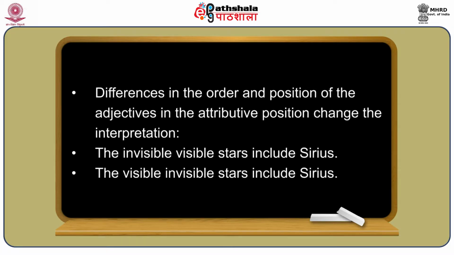The invisible visible stars include Sirius. The visible invisible stars include Sirius is somewhat strange. The first sentence means one of the stars that are visible to the eye but are currently invisible, say because of cloud, is Sirius. The second sentence refers to the stars that are intrinsically invisible but currently visible, a contradictory proposition. This shows us that the inherent versus temporary properties, or individual level versus stage level properties, are sensitive to the placement in the sentence.